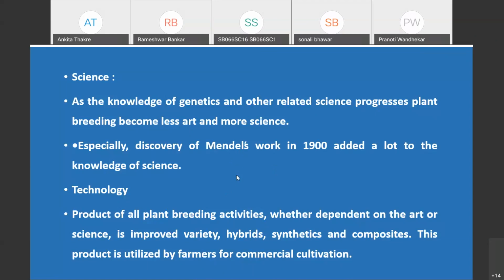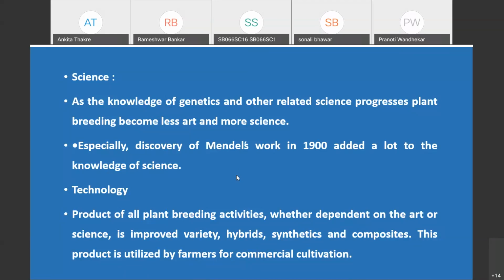Okay, and thus on account of the scientific nature of plant breeding, there have been tremendous achievements in crop improvement within the short period of the 20th century. That means today it is less art and more science. In the older times, plant breeding was more art and less science. And also in the modern era, we can call plant breeding a technology.